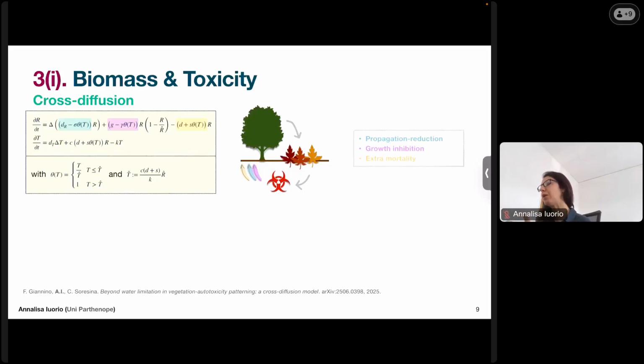So first of all, in this model, we considered, differently from before, that toxicity can affect the biomass dynamics in three ways. It can inhibit its growth, it can increase its mortality, and it can reduce the propagation of the roots, which is a sort of abstraction of the more ecological concept, but this is more or less what we mean. And that's why you see a minus term in the diffusion part when it comes to toxicity.